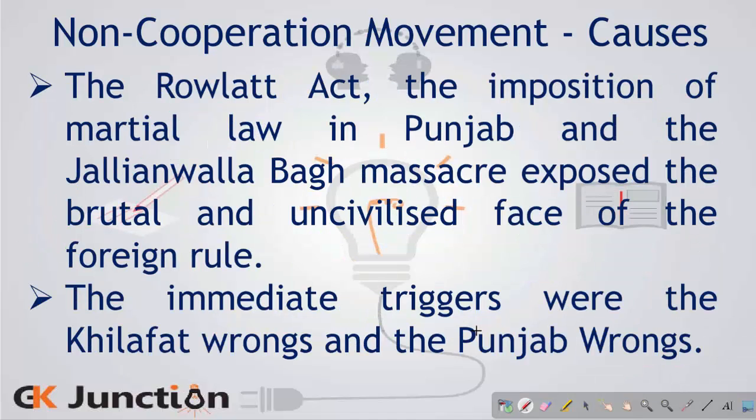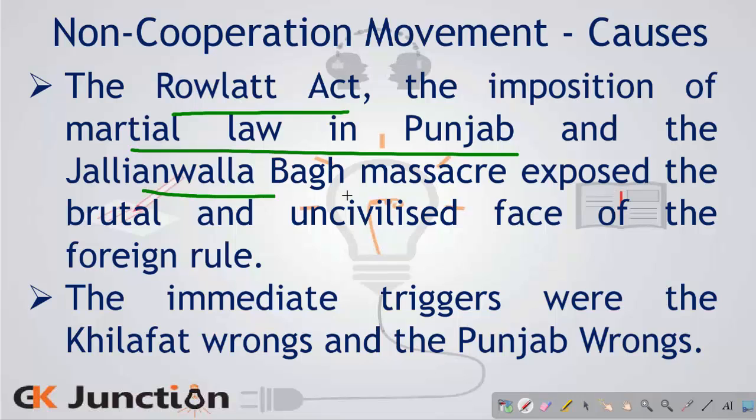The second reason was that of the Rowlatt Act and the resultant martial law in Punjab, which further led to the Jallianwala Bagh massacre. But the ultimate or the immediate cause of the non-cooperation movement was the Khilafat wrongs as well as the Punjab wrongs. These Punjab wrongs are the same that we have already discussed, that of the Jallianwala Bagh massacre, and people had asked to rectify these wrongs or at least to punish the culprits of the Jallianwala Bagh massacre.